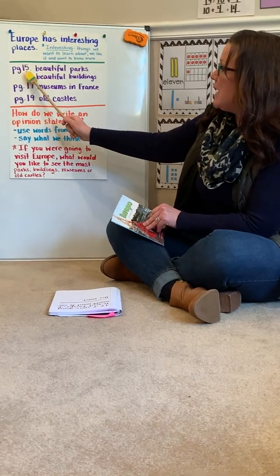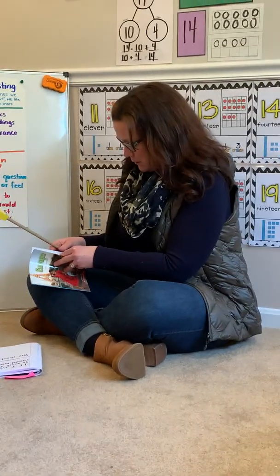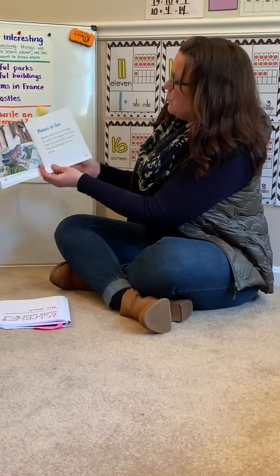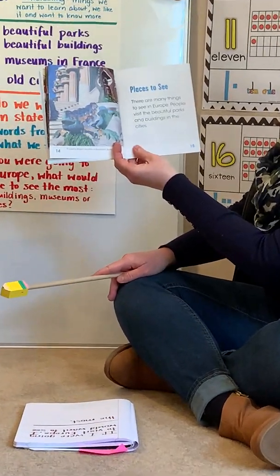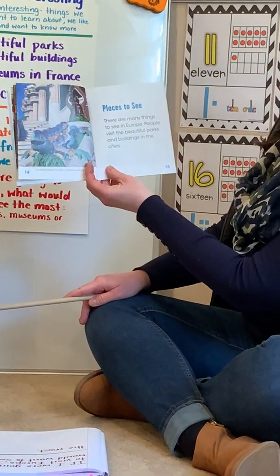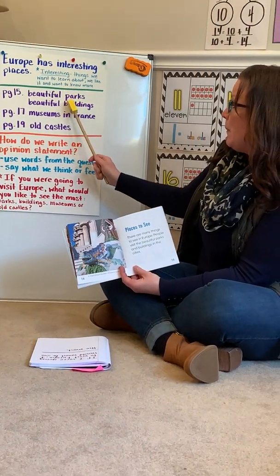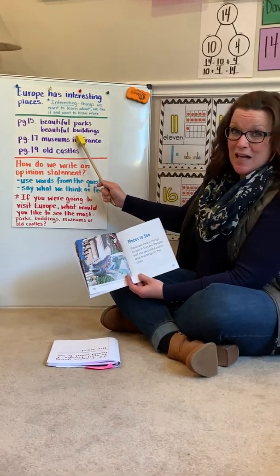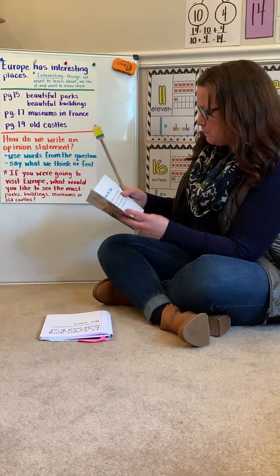So I'm going to turn to page 15. On page 15, it says, places to see. There are many things to see in Europe. People visit the beautiful parks and buildings in the cities. Well, that's interesting. That's something I want to learn more about. I love parks, and I know you guys do too. And I love seeing beautiful buildings as well. So that is interesting.